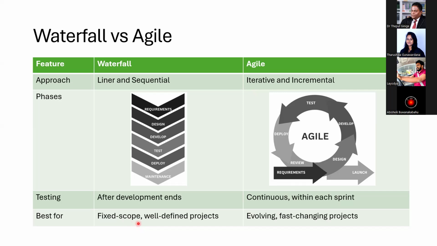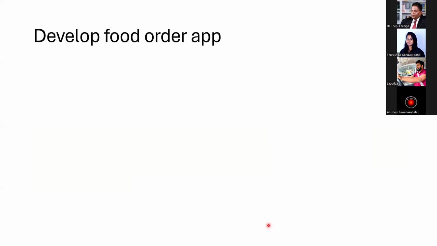As you all mentioned, waterfall is good for short-term projects, fixed scope, well-defined projects, because the requirements are not going to change. We know what to develop and it's fixed. But if it is a changing requirement project, or the project is evolving, I'm not saying that we should not follow waterfall for an evolving project, but it is good practice to use agile for an evolving project.